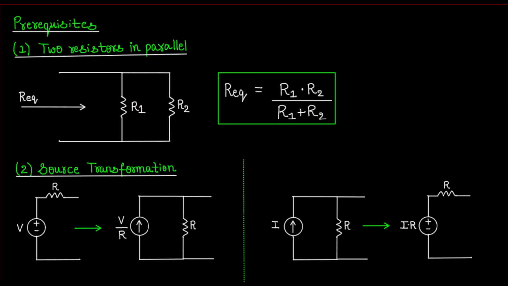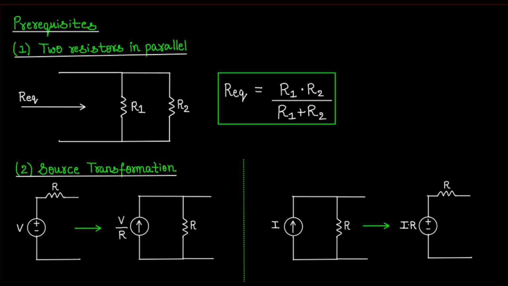So here are the prerequisites. Number one, when two resistors are in parallel, the equivalent resistance is R1 into R2 by R1 plus R2. Secondly, we need to know the source transformation technique. Here, a voltage source of value V in series with a resistor R can be converted to a current source with value V by R in parallel with a resistor R.